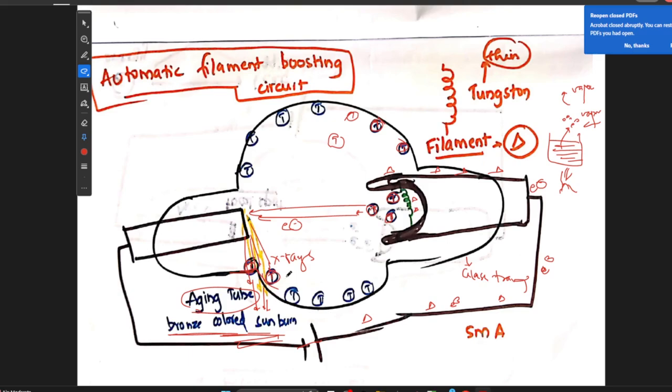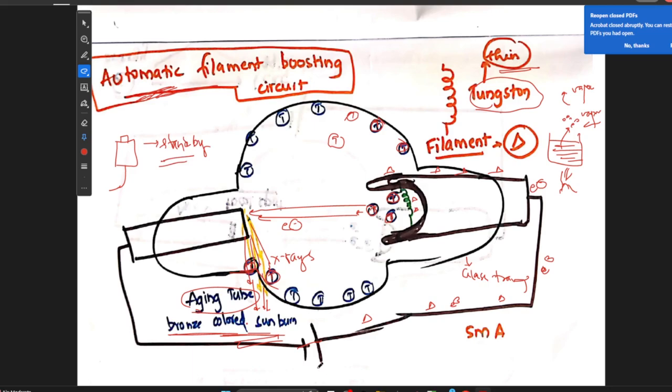So how do we prevent this tungsten vaporization, aging of the tube or bronze colored sunburn? This is done by making the tungsten filament as thin as possible so that it can resist the vaporization. Then there is also something called the automatic film boosting circuit. I think the radiographers will know better about this. Before we switch on the X-ray tube, we keep it in standby position. There is a switch called standby.